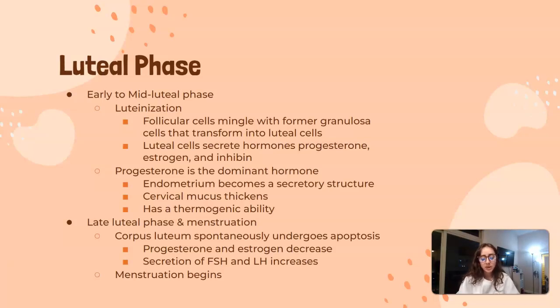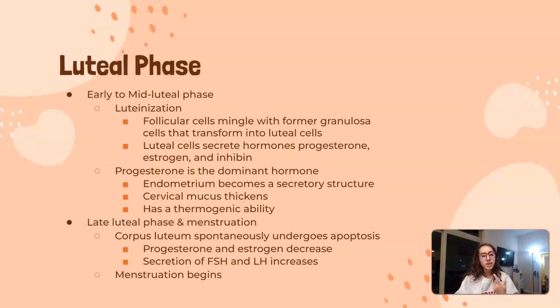When the corpus luteum disintegrates and hormone production decreases, blood vessels to the surface layers of the endometrium contract, and without this oxygen and nutrients, the surface cells die, which is what starts the period. So after about 2 days, the endometrium begins to slough off its surface layer and menstruation begins. Menstruation continues about 3 to 7 days, and it goes into the follicular phase of the next ovarian cycle.